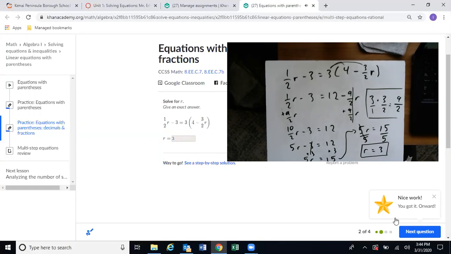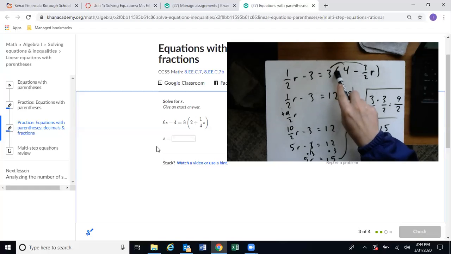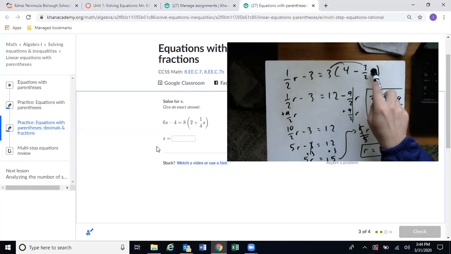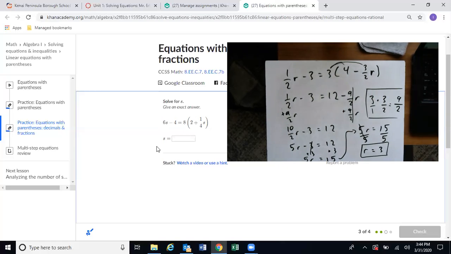Yay! Okay. The rest of the problems are going to be some variation on this. But again, things to keep in mind with parentheses: that means multiplying. So we have to distribute to each of the terms within the parentheses. And if there's a minus sign in front, we have to distribute that minus sign as well. And then once we've simplified that parenthesis, we then need to move the variables to the same side of the equation, and then we can solve for that variable. All right, good luck.